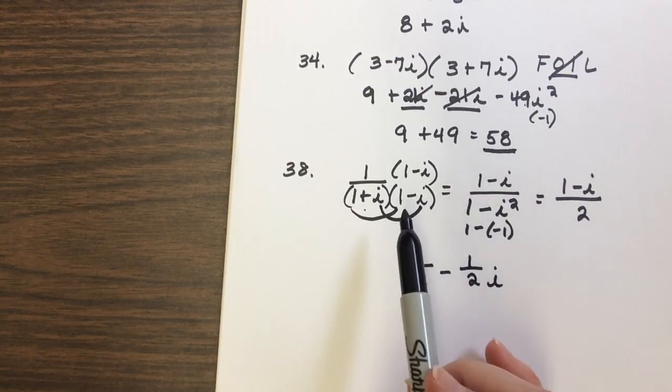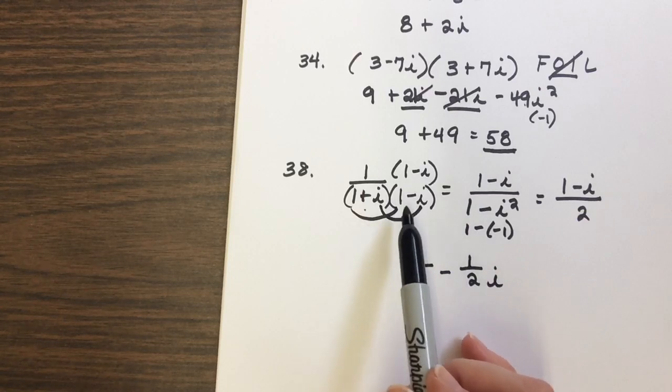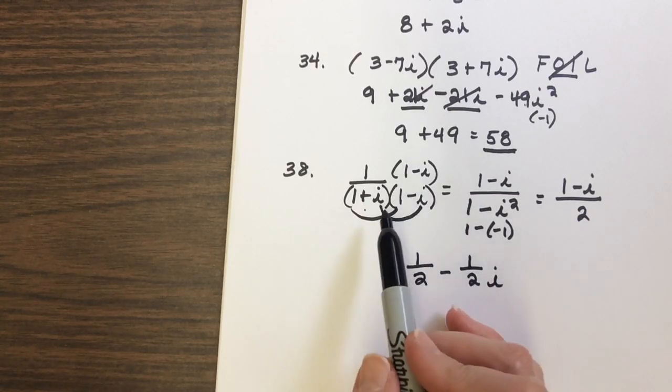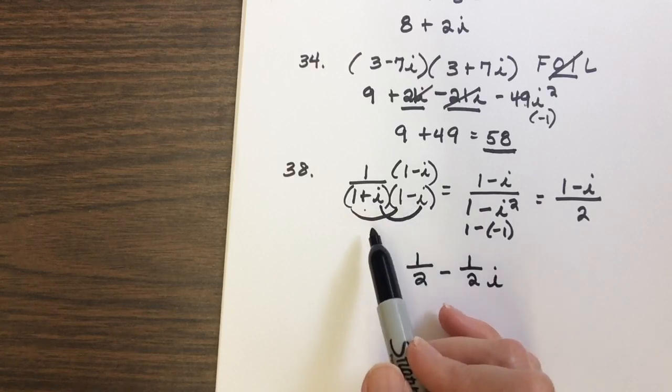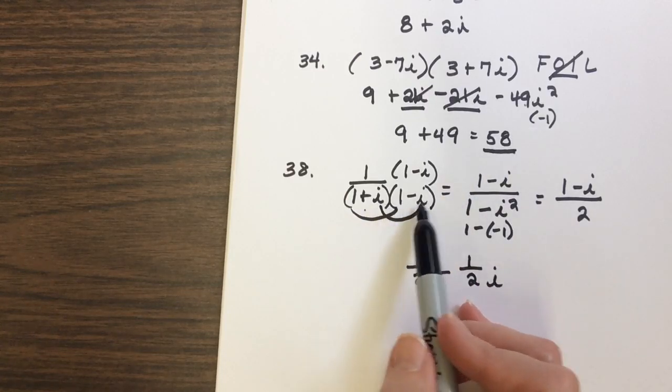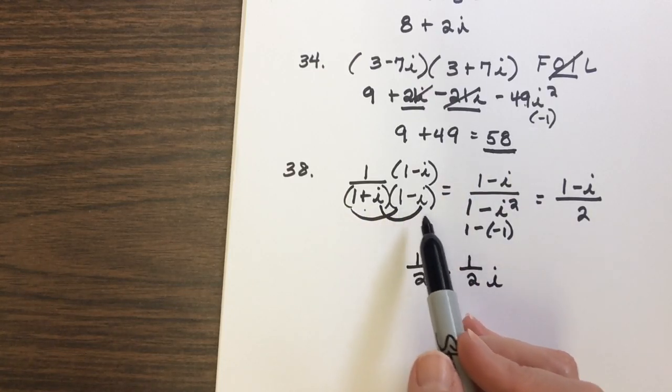Okay, and just to make sure, don't make careless mistakes here. The only time that you are not worried about that O and the I is if you're multiplying by a conjugate. So be careful with that.